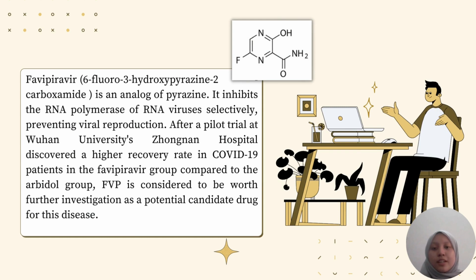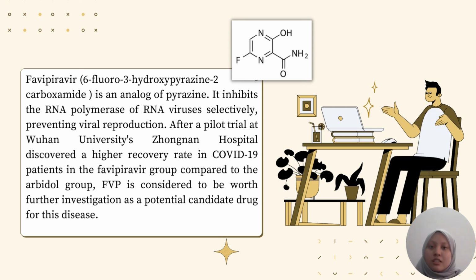Favipiravir, or the IUPAC name is 6-fluoro-3-hydroxypyrazine-2-carboxamide, is an analog of pyrazines. As you can see, this is the chemical structure of favipiravir, which has this benzene-like ring with 2 nitrogens, which is the chemical structure of pyrazines. Favipiravir, or we call FVP, inhibits the RNA polymerase of RNA viruses selectively, which prevents viral reproduction.